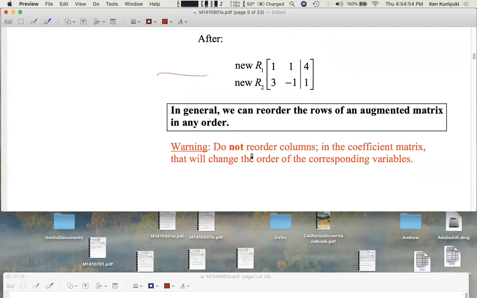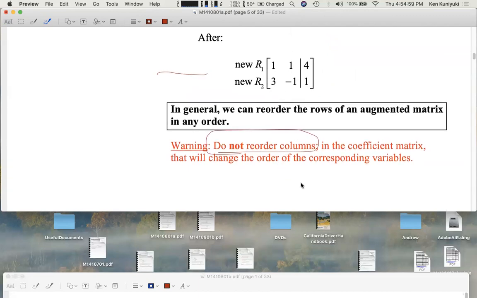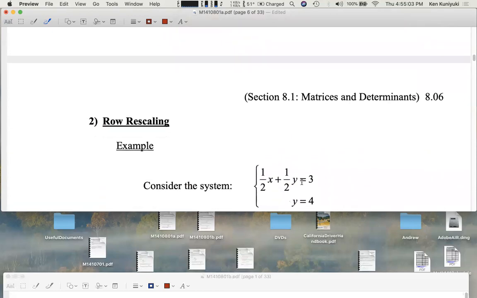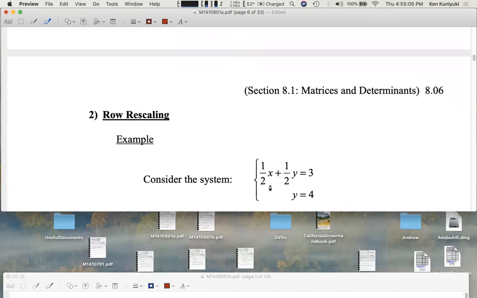Do not reorder columns. Then you're mixing up the variables. You can reorder rows, but not columns.